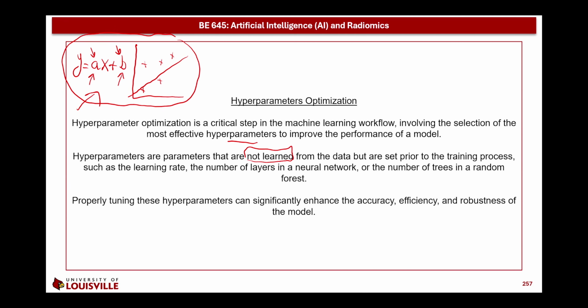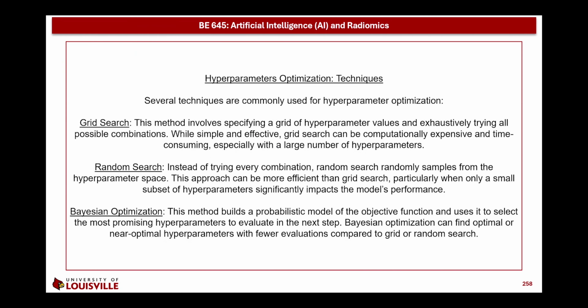So hyperparameters are not trainable or learnable, but are set prior to the training process, such as the learning rate, the number of layers if we are dealing with a neural network, or the number of trees in a random forest, and so on. By tuning these hyperparameters, we can improve and enhance the efficiency and accuracy of the model. There are many techniques to be used for hyperparameter optimization, such as grid search. The grid search here involves specifying a grid of hyperparameter values and exhaustively trying all possible combinations.